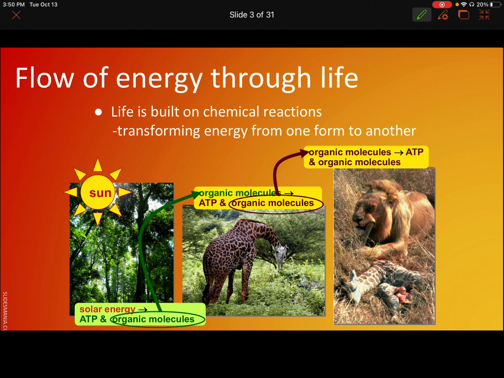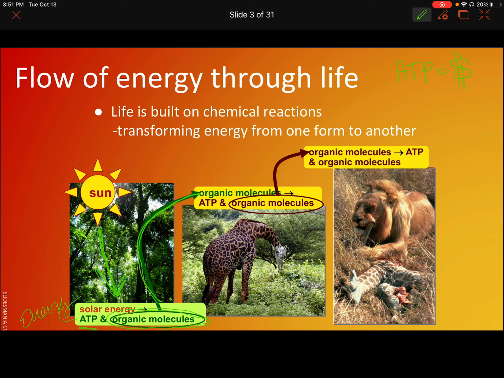It starts with the sun. The sun shines on photosynthetic organisms like plants. They take that solar energy and convert it into ATP and organic molecules. You have to remember that ATP is kind of like money for the cells. It's what the cell pays with to get everything done. So ATP is the cell's energy, and the plant also makes some organic molecules. In the case of plants, we're talking about glucose.